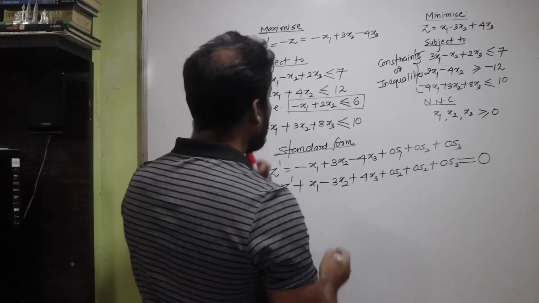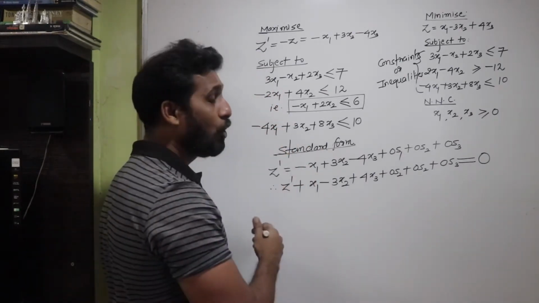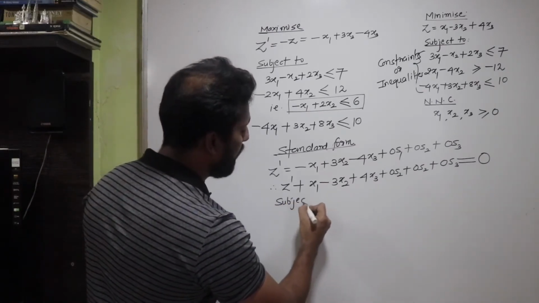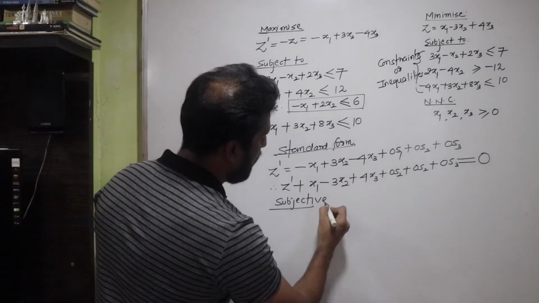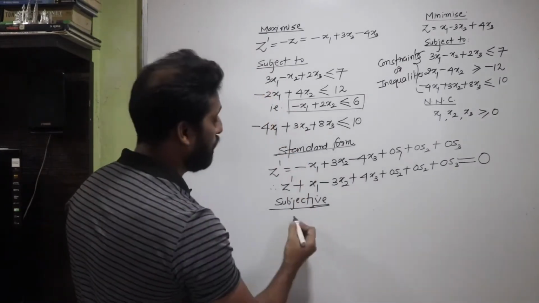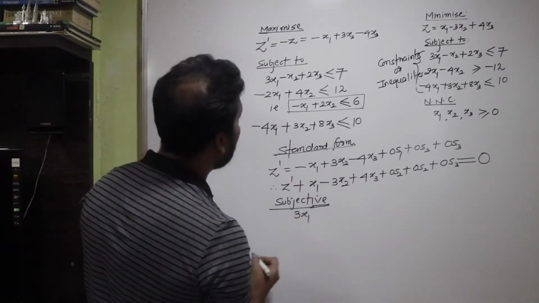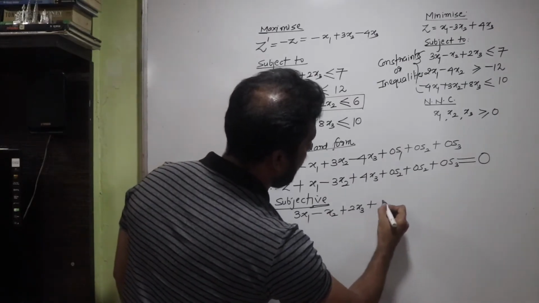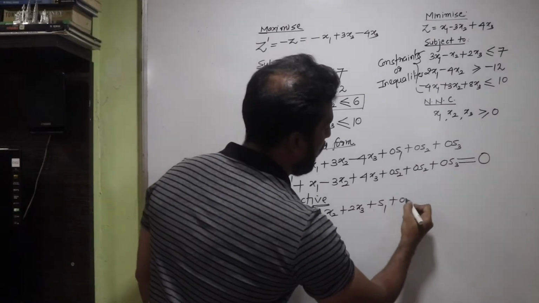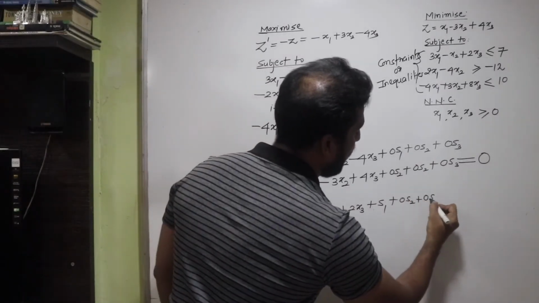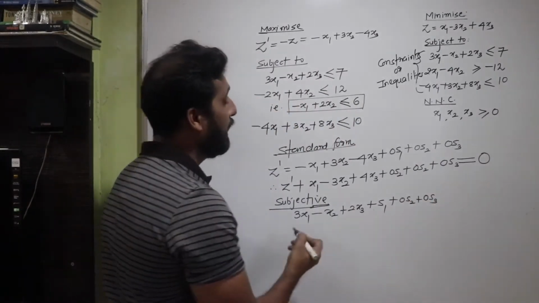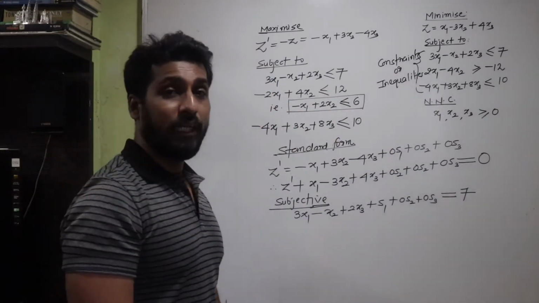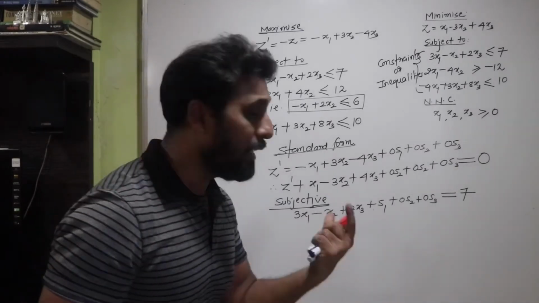The next thing is, let's write all the constraints. You want to transform them into equalities now. So the constraints are going to become, the first inequation becomes 3x1 minus x2 plus 2x3 plus s1 plus 0s2 plus 0s3, isn't it? And then it is going to become equal to 7. So that's my first inequation transformed into an equation.